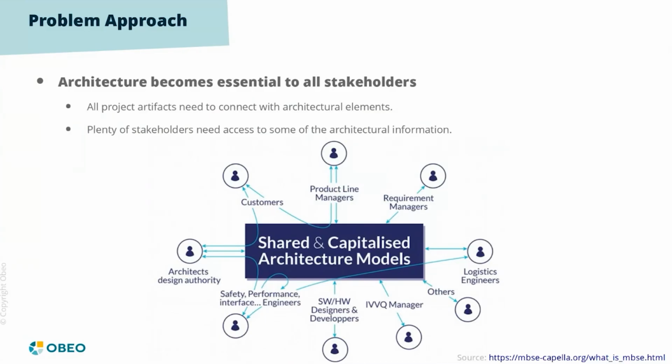MBSE sprouted from the statement that architecture needs to become essential to all the stakeholders involved in system engineering projects. MBSE tries to use formal models to capture and reason about architectural information that is needed to understand the needs, and come up with solutions that are acceptable and that cover these needs.